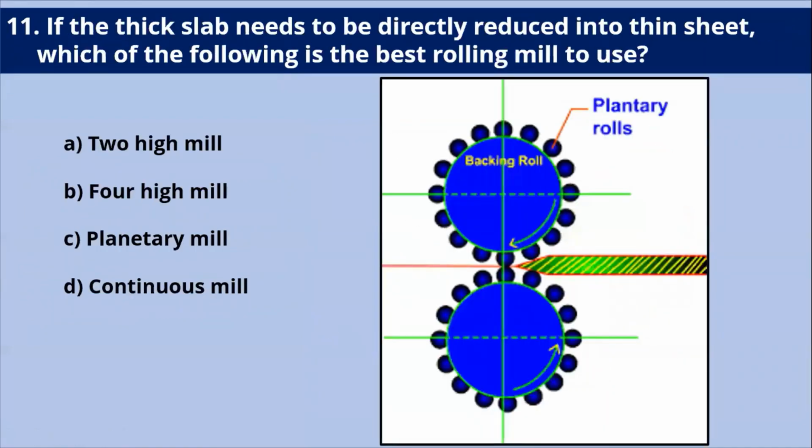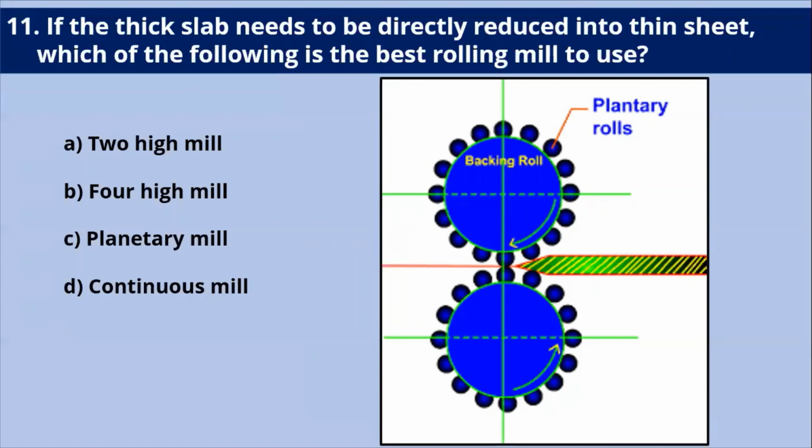Next question. If a thick slab needs to be directly reduced into thin sheet, which of the following is the best rolling mill to use? Two high, four high, or a continuous rolling mill. We can't reduce directly to thin sheet in one process with those.